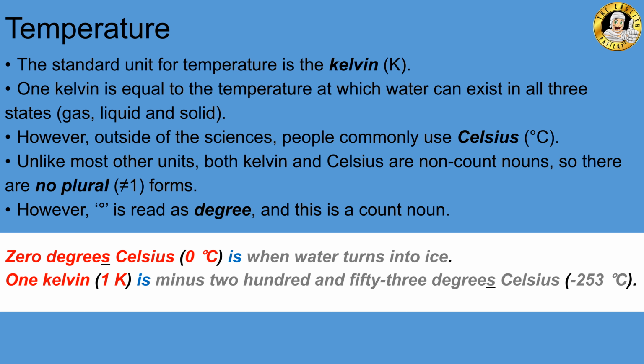However, that little superscript 0 is read as degree, and this is a count noun. So you might say, for example, 0 degrees Celsius is when water turns into ice. 1 Kelvin is minus 253 degrees Celsius.